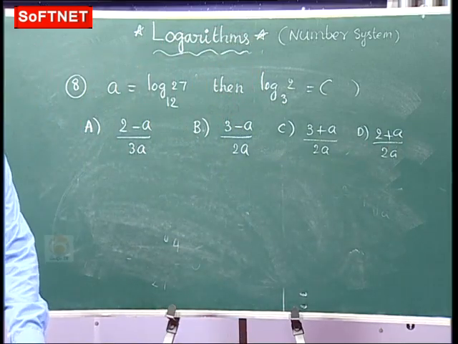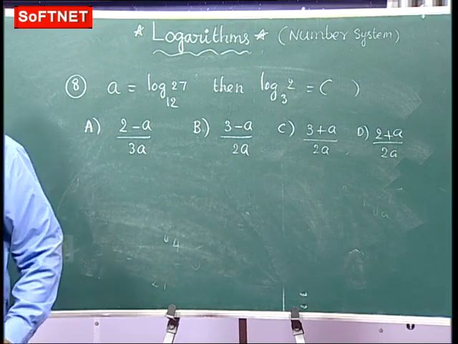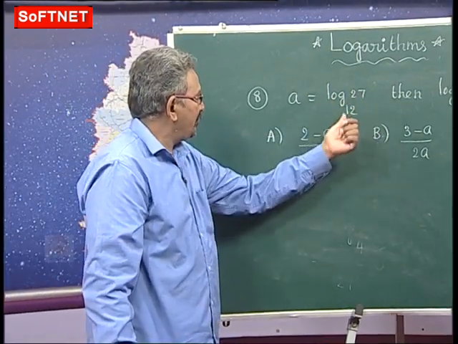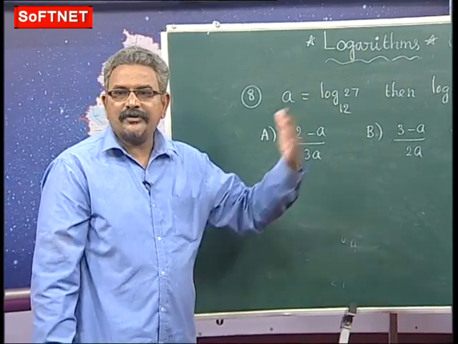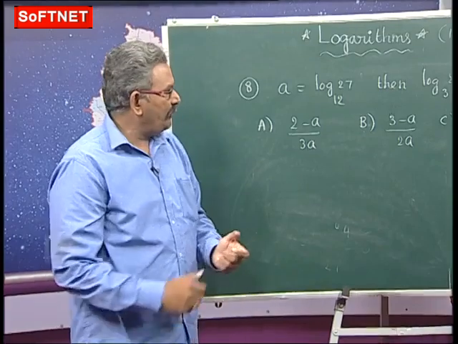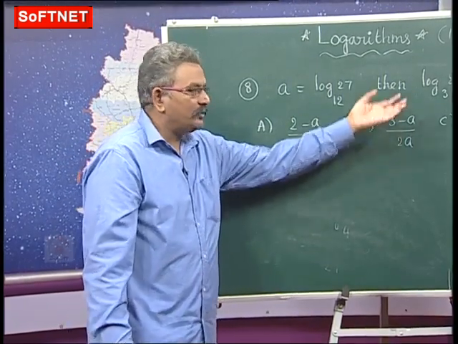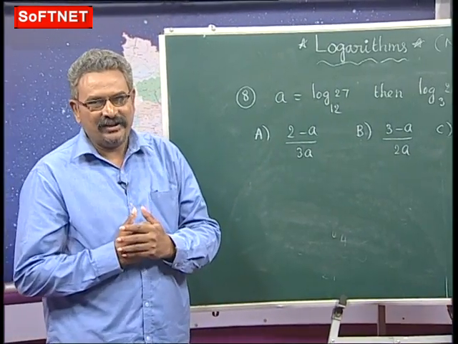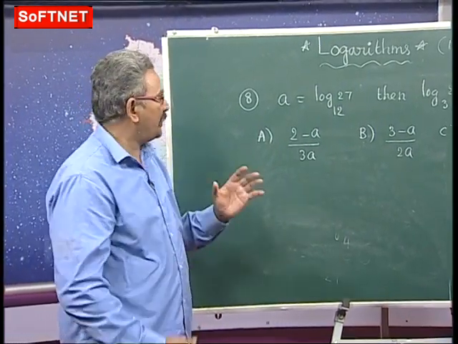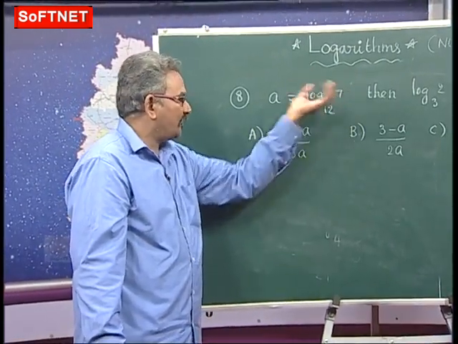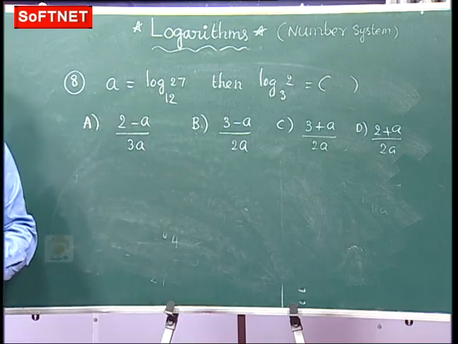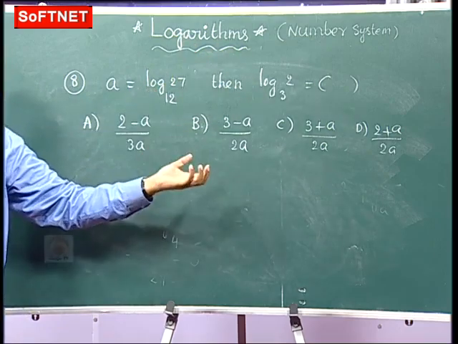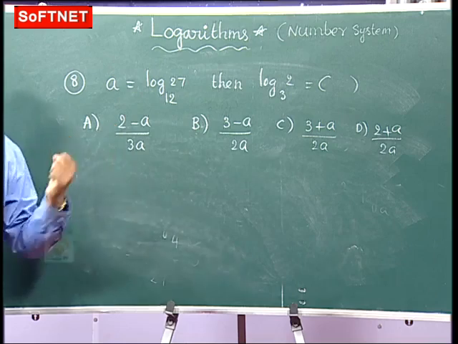So in this problem, let us have some discussion. Log 27 to the base 12 is given in terms of a, and we are asked to find the value of log 2 base 3 in terms of a only. So first of all, let us simplify log 27 to the base 12 in terms of 2 and 3, so that we get the value of log 2 base 3. Okay, shall we do the problem? Okay, let us do it.